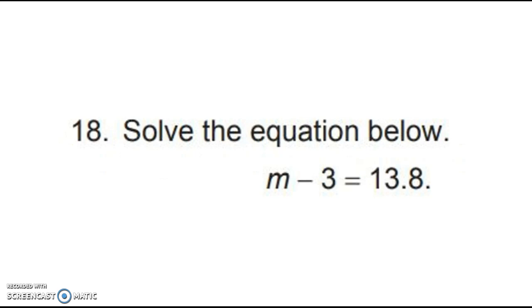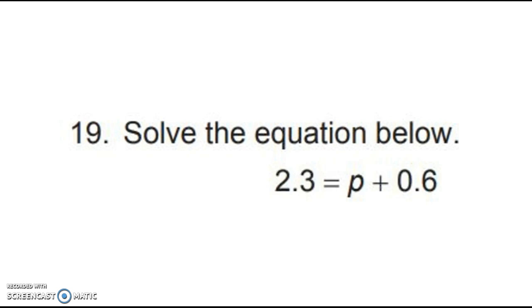18. Solve the equation below. m minus 3 equals 13 and 8/10. 19. Solve the equation below. 2 and 3/10 equals p plus 6/10.